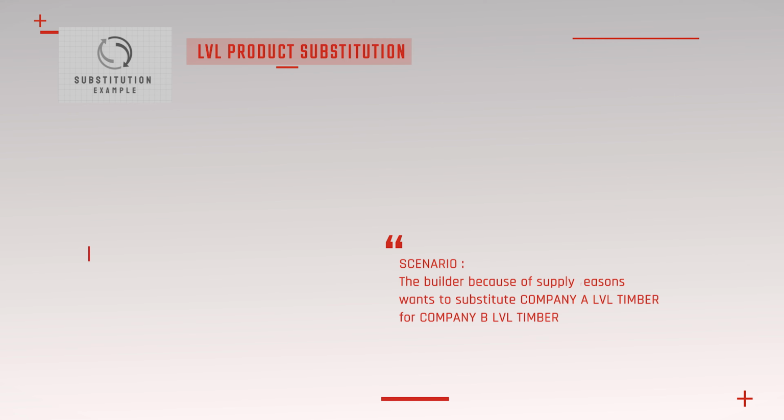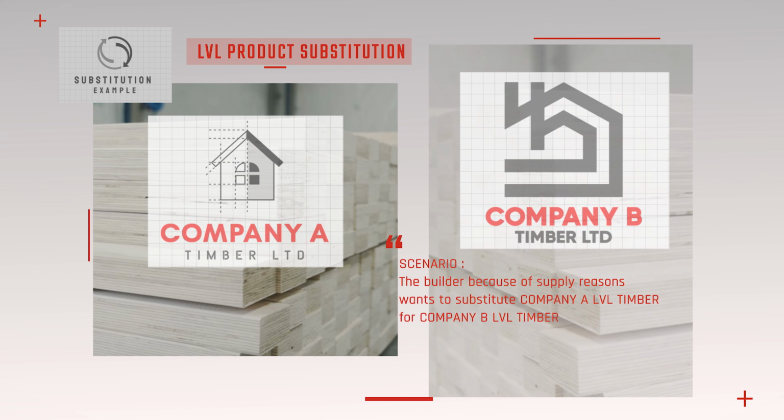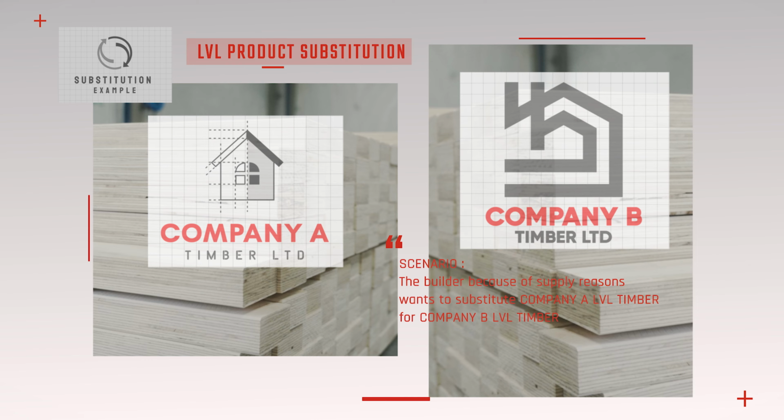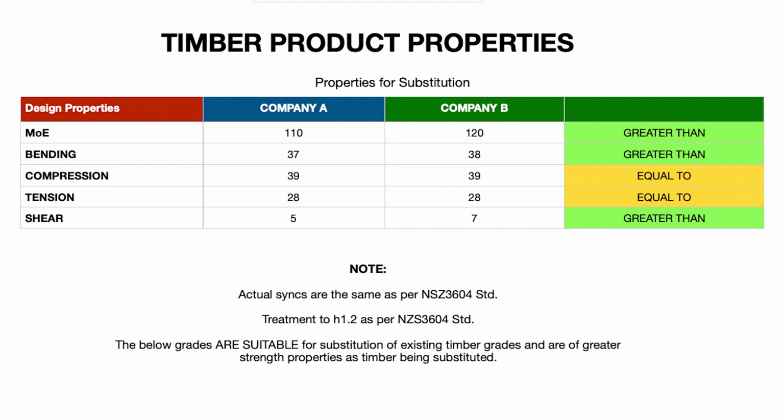The builder, because of supply reasons, wants to substitute Company A's LVL product to Company B's LVL product. The supporting documentation should be provided under one of the following steps where applicable. 1. A comparison chart showing the relevant strength properties of Company B's product being equal to or greater than that of Company A's product.